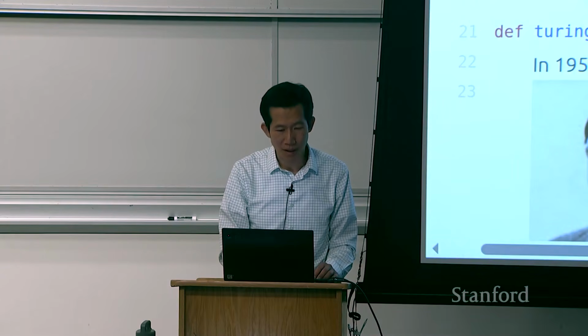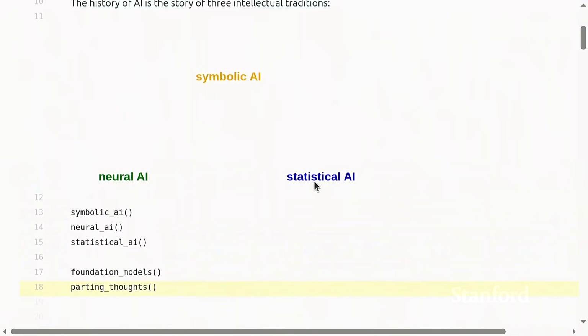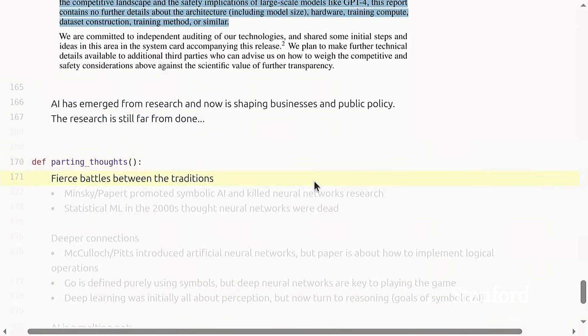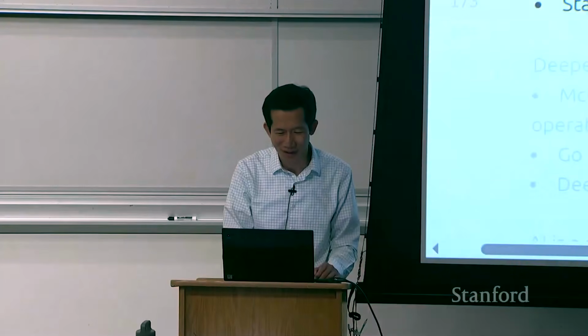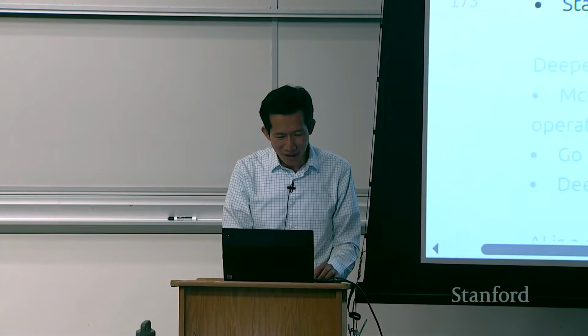Okay, so some thoughts here. I talked about these three paradigms of thinking about AI. And throughout history, there have been a lot of fierce debates. Minsky and Papert were promoting symbolic AI and deliberately tried to kill off neural nets research in some sense. And statistical ML in the 2000s really thought neural nets were dead. People would say, oh, really? Why are you trying to use neural networks?